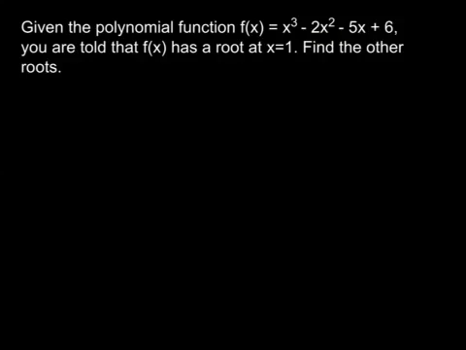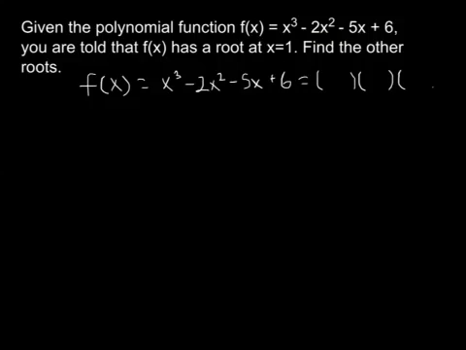Now, which factor do you know? So if I were to write f of x as x cubed minus 2x squared minus 5x plus 6, you would know that there are going to be 3 factors. Okay, what's one of the factors going to be? Well, since you have a root at 1, you know one of the factors will be x minus 1.